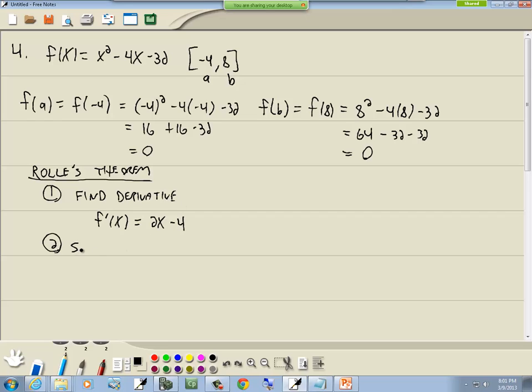So step 2. Set equal to 0 and solve it. So we'll set the 2x minus 4 equal to 0, which gives us 2x is equal to 4, or divide both sides by 2, and we get x is equal to 2.